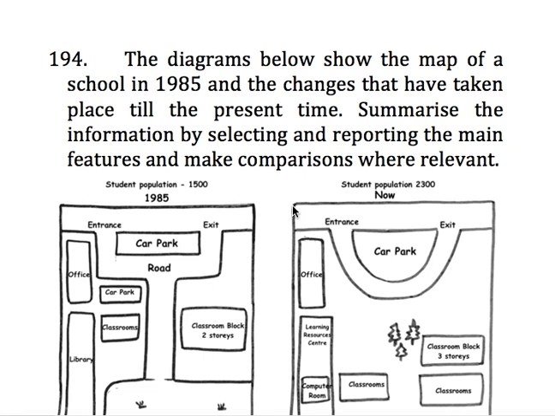Today I am going to discuss with you an IELTS graph which was seen on 6 January 2018 in the China side in the academic IELTS writing test. The diagrams below show the map of a school in 1985 and the changes that have taken place till the present time. Summarize the information by selecting and reporting the main features and make comparisons where relevant.